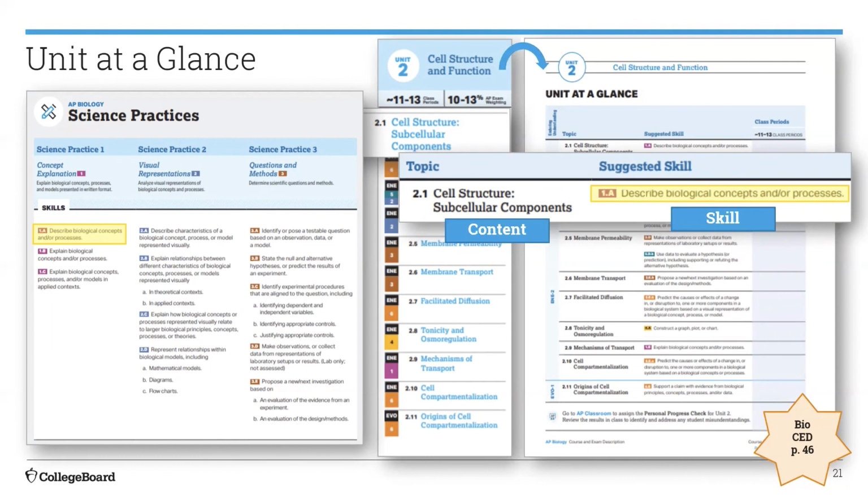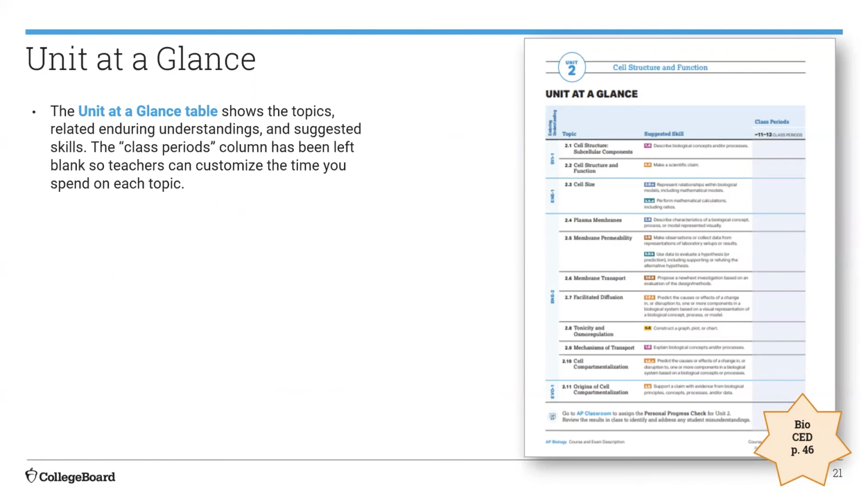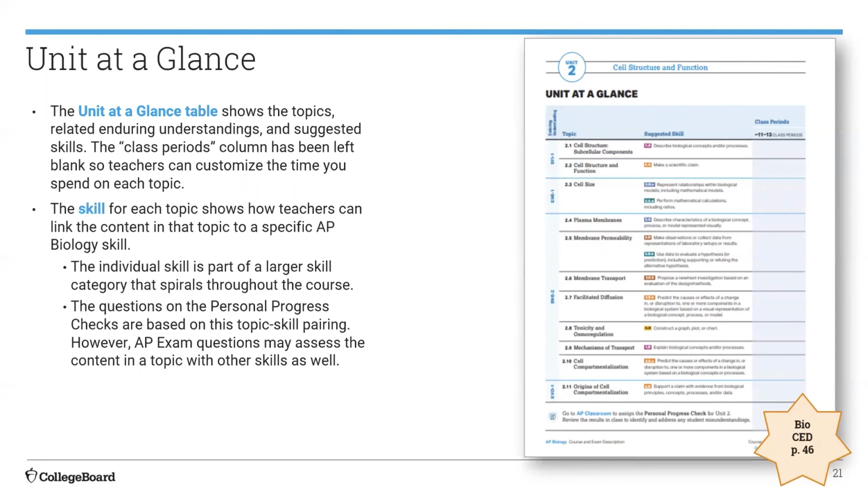And it should come as no surprise that if we're in Unit 2 still, earlier on in the course, that we're still focusing on some of the earlier skills here, like 1A, describing certain biological concepts or processes. So again, just as a reminder, this unit at a glance shows the topics, suggested skills, tells you the overall class periods for this unit.